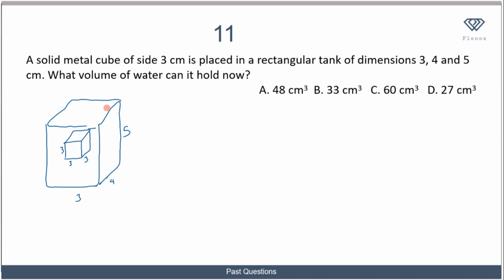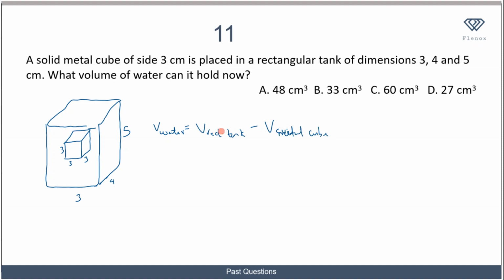So now we're told that when this cube is inside this container, what volume of water can it hold? So normally, without this cube inside, the volume of water that this rectangular container can hold is just the volume of this container. But now that there's already a metal cube inside that is already occupying space, what we have to do is to calculate the volume that this metal cube is occupying and minus it from the volume of the full rectangular tank. Then the difference gives us the volume that is now available for the water to be held in. So now the volume of water is equal to the volume of the rectangular tank minus the volume of the metal cube.